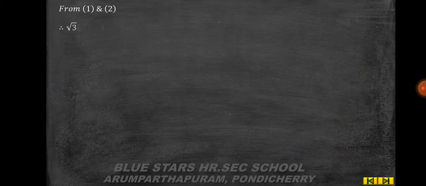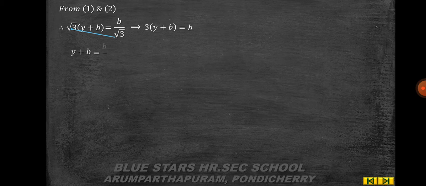So from equation 1 and 2, root 3 into y plus b is equal to b divided by root 3. So cross multiplication, you get 3 into y plus b, because root 3 into root 3 is 3, is equal to b. Y plus b is equal to b by 3. Therefore, the correct option is 2. The answer is b by 3.